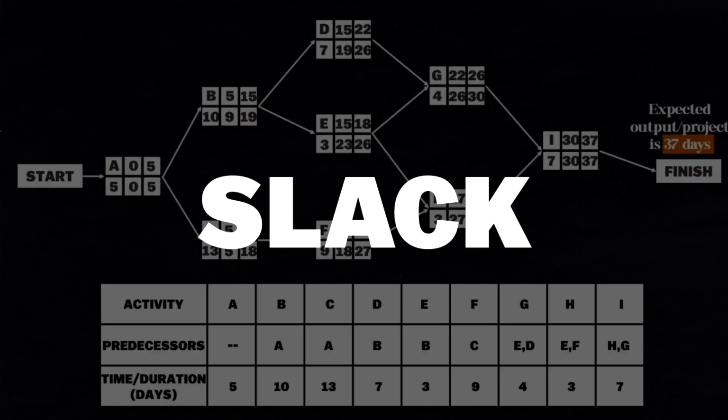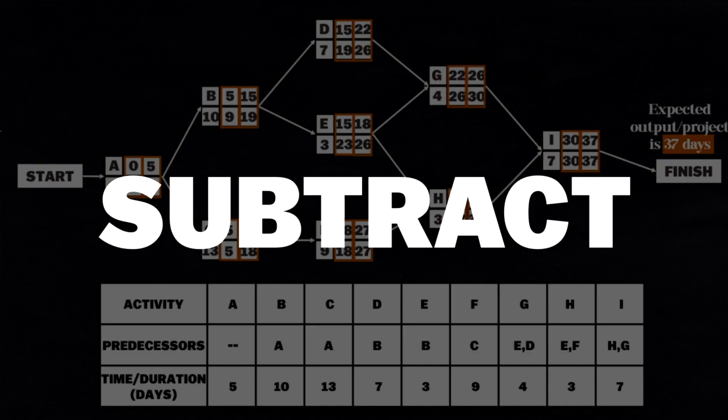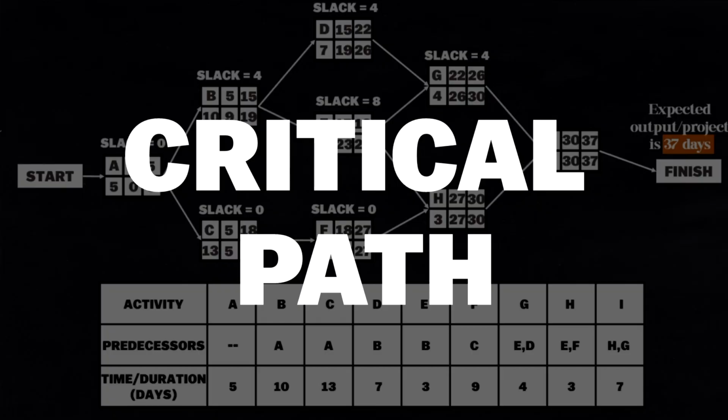After that, we will find the slack of each activity. To find the slack, we need to subtract the earliest start time from the latest start time, and the earliest finish time from the latest finish time. Activity A has a slack of 0. Activity B has a slack of 4. C has a slack of 0. D has a slack of 4. E has a slack of 8. F has a slack of 0. G has a slack of 4. Activity H has a slack of 0. And activity I has a slack of 0.